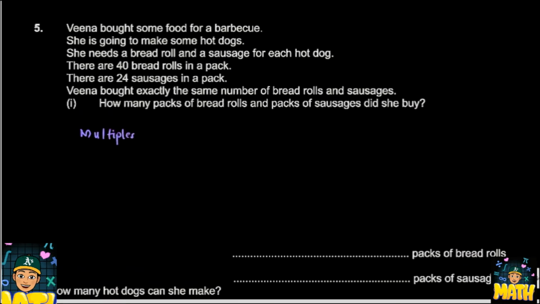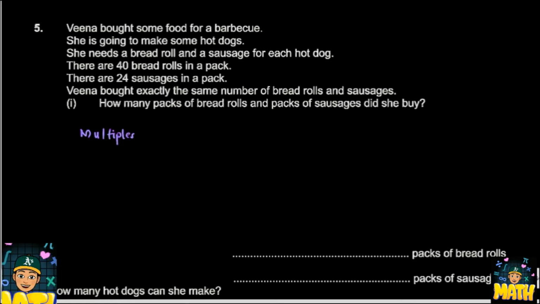In this question, we are given that Vina bought some food for a barbecue. She is going to make some hot dogs. Oh, who doesn't love hot dogs? She needs a bread roll and a sausage for each hot dog. There are 40 bread rolls in a packet. There are 24 sausages in a pack. So Vina bought exactly the same number of bread rolls and sausages.